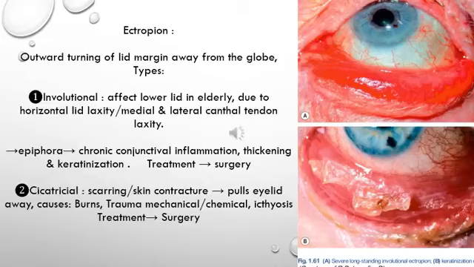Cicatricial ectropion results from the scarring of the skin of the lower lid. There is a skin contracture that pulls the eyelid away from the globe, like a patient with a burn of the skin of the lower lid or the cheek, trauma, mechanical or chemical injury, ichthyosis. Usually the treatment is by surgery.